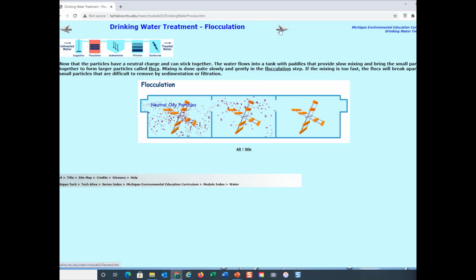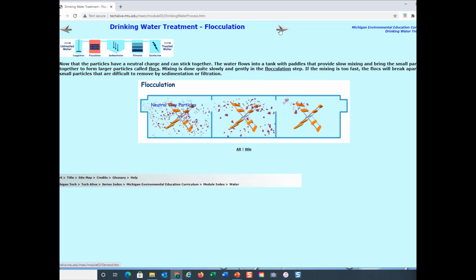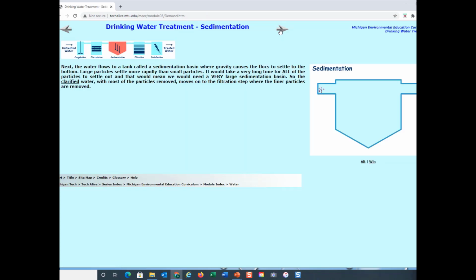And then in the next phase, called sedimentation, all they're doing is allowing these very large aggregates that formed with those polymers to settle into the bottom of a holding tank, and it allows all of the fresher water to continue through to the next phase. All the sludge forms, and then it is pumped out of the bottom of that holding tank.